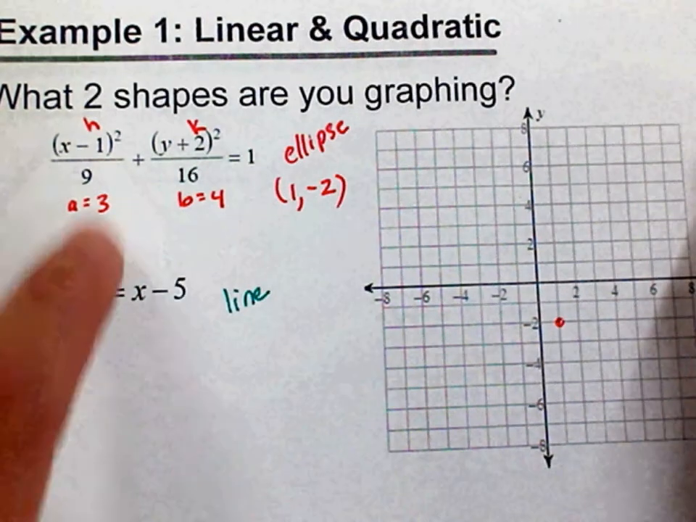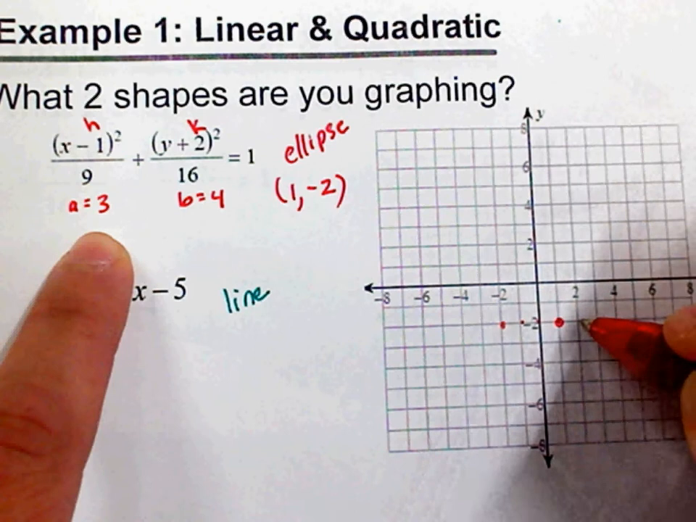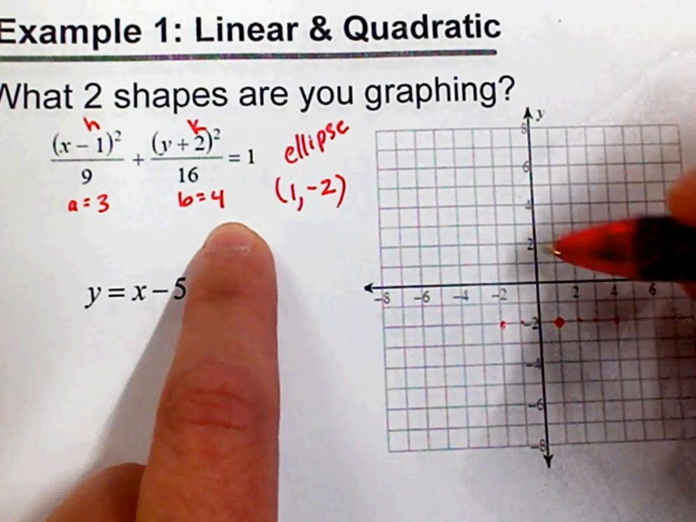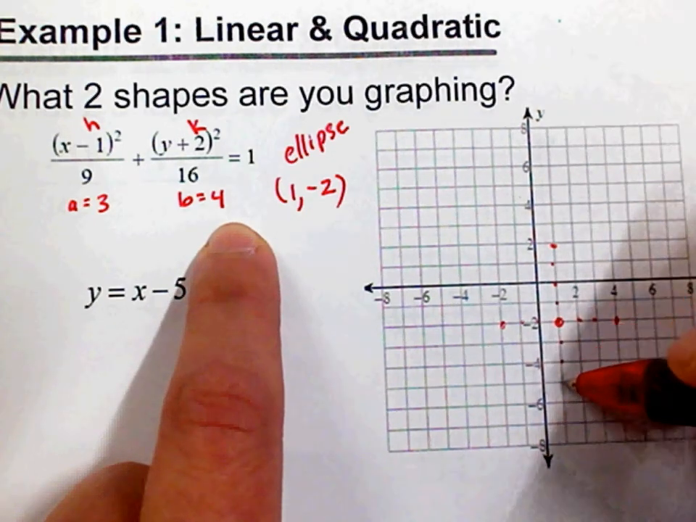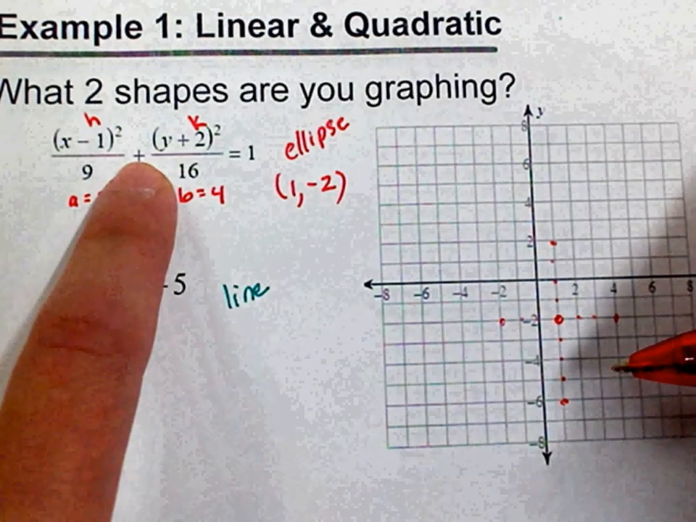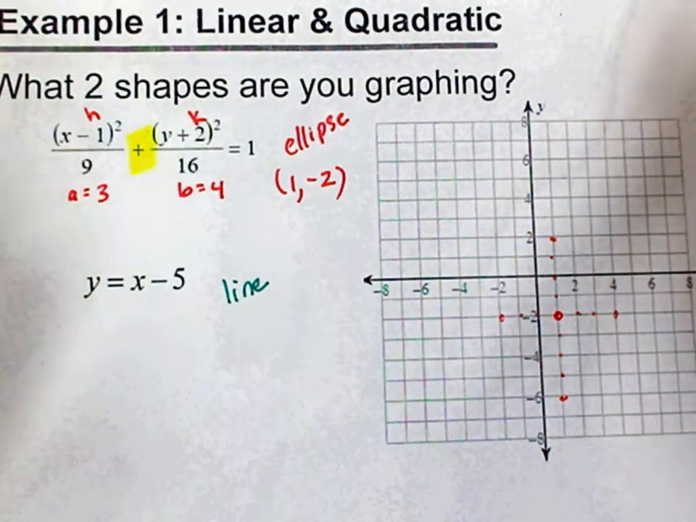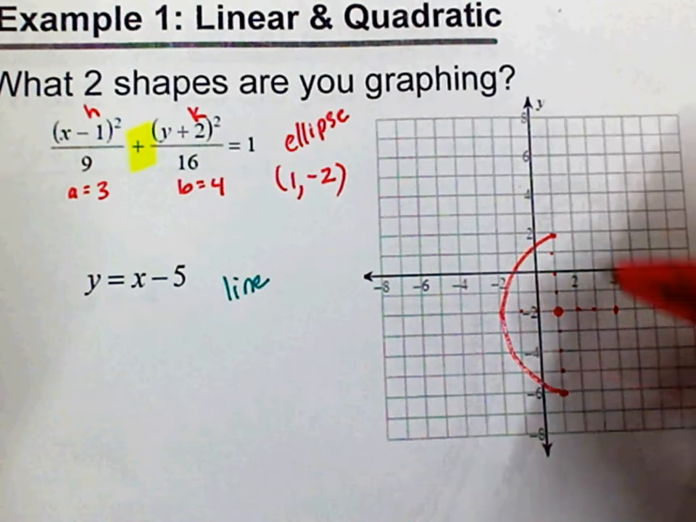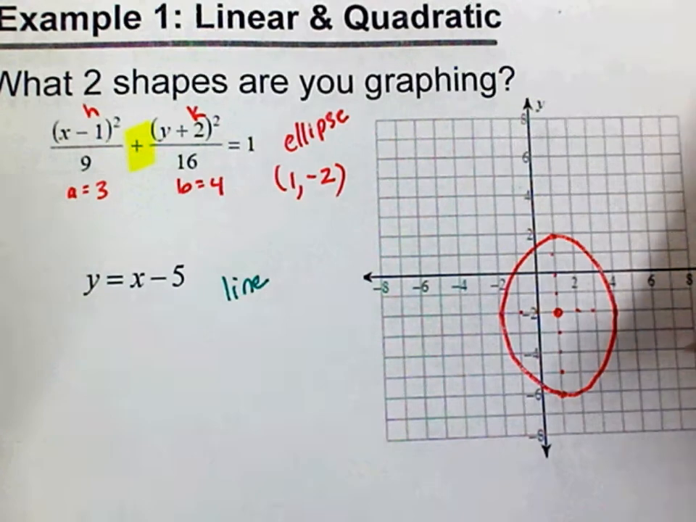So since it's under X, we're going to go left 3, 1, 2, 3, 1, 2, 3 to the right. Your B is 4, so up 4, 2, 3, 4. From the center, 1, 2, 3, 4. And notice this is a plus sign. And since that is a plus sign, we can go ahead and connect our vertices and our co-vertices. Make your graph as nice as you can. Do not be sloppy, okay?